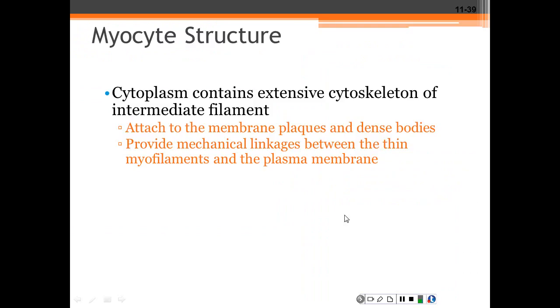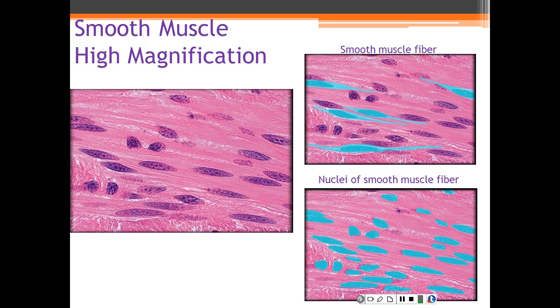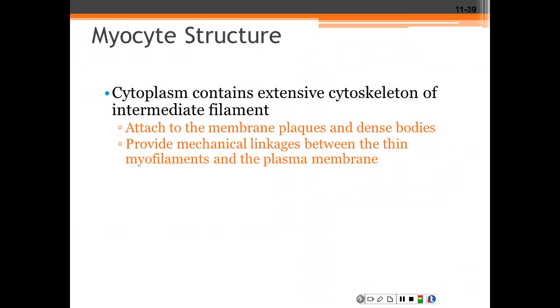An extensive cytoskeleton network of intermediate filaments is associated with these dense bodies. We have the actin filaments that attach to these intermediate filaments and the dense bodies. I'm sorry, let me go back. And so their movement is transferred to the sarcolemma.